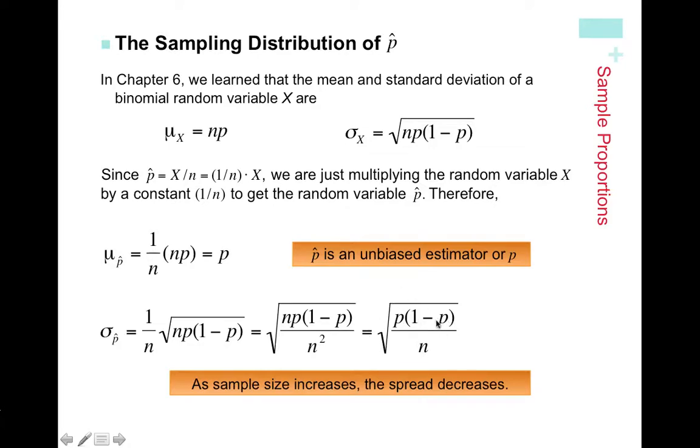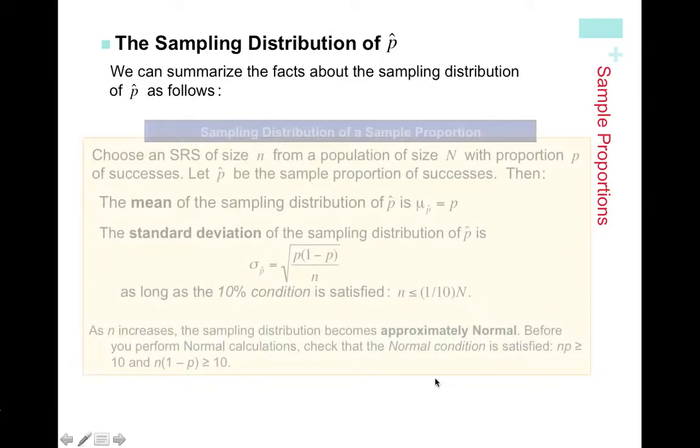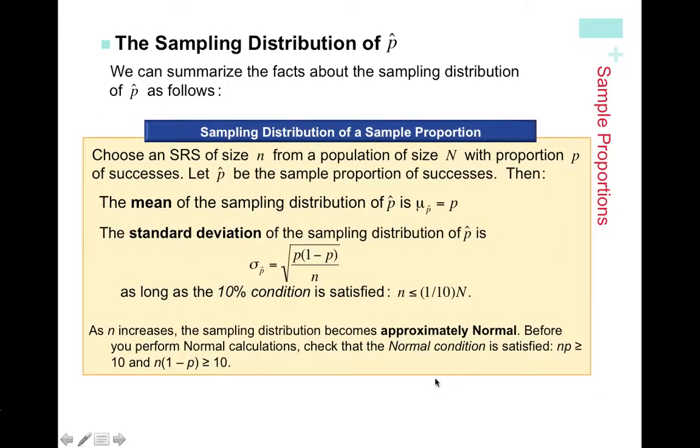p times 1 minus p over n. And what this means is as the sample size increases, the spread decreases. Should make sense, ladies and gentlemen. So, there we have it, and here's a nice summary of this.